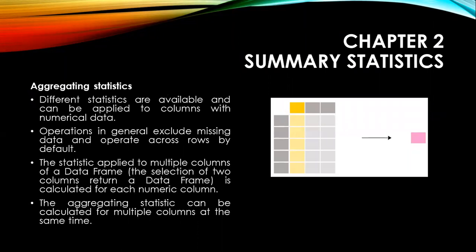In chapter 2, there is summary statistics, aggregating statistics. Different statistics are available and can be applied to a column with numerical data. Operations in general exclude missing data and operate across rows by default. The statistic applied to multiple columns of a data frame, the selection of two columns returning a data frame, is calculated from each numeric column. The aggregating statistic can be calculated for multiple columns at the same time, and this is the example of aggregating statistics.